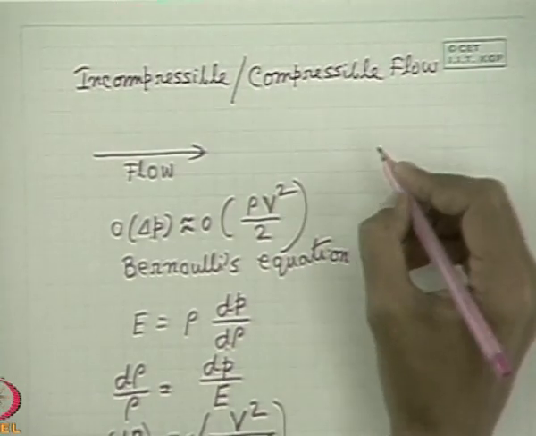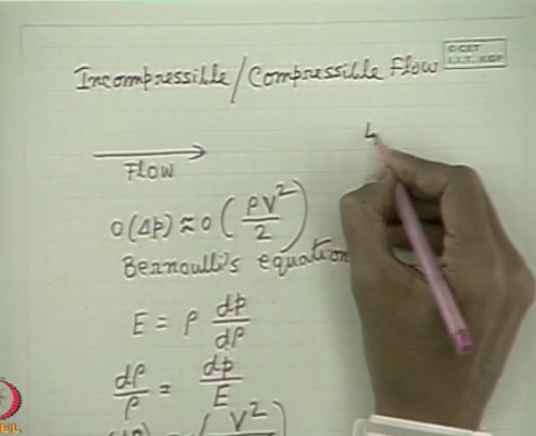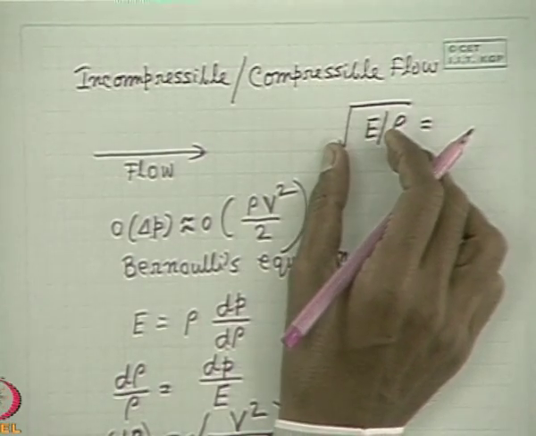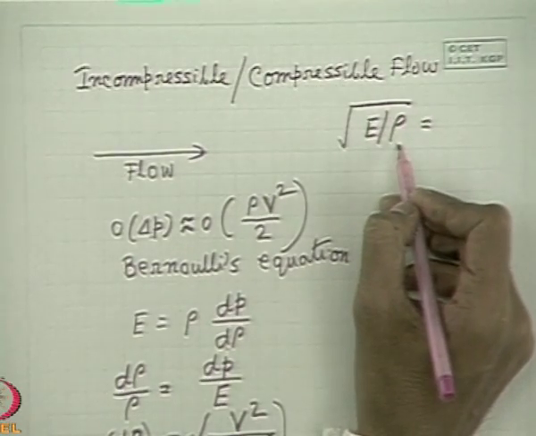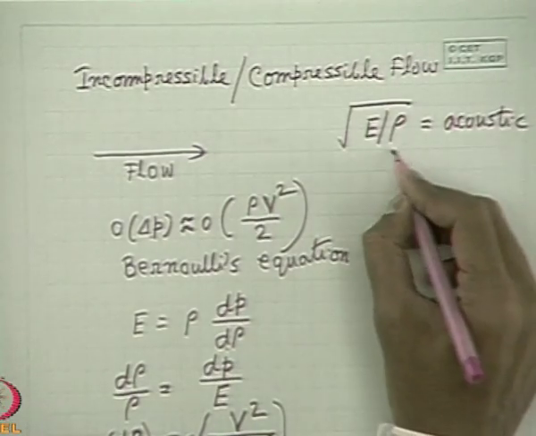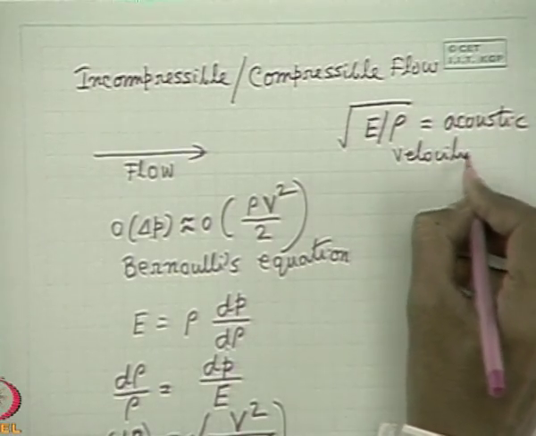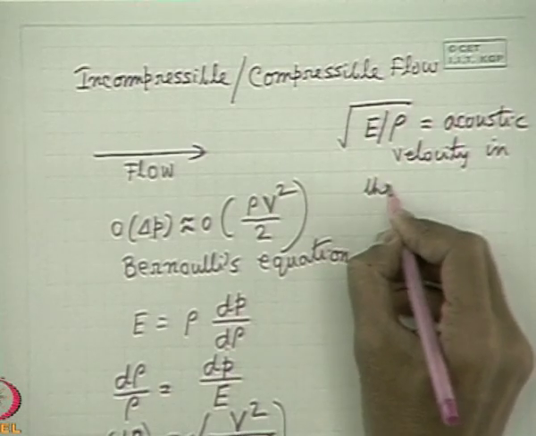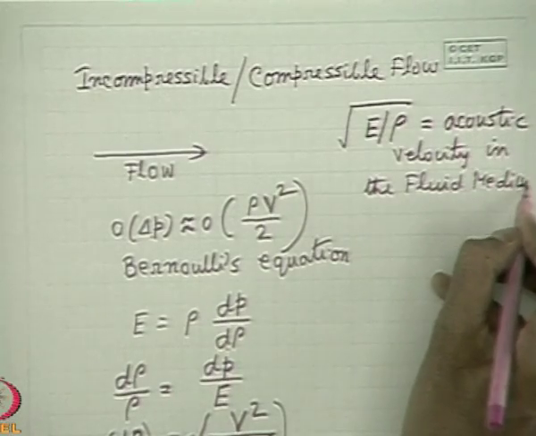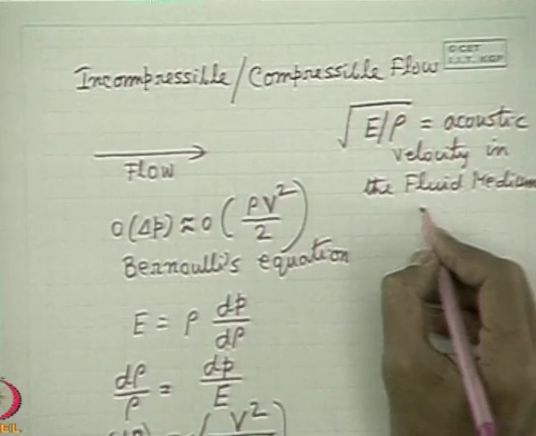Now you know probably from physics that this root over E by rho is what? Can you recall? Does it relate to some velocity? The dimension is a velocity dimension. It is acoustic velocity, very good. So root over E by rho is the acoustic speed, the velocity of sound in that fluid medium at that condition. So it is the acoustic velocity in the fluid medium at that particular condition, which is denoted by A.